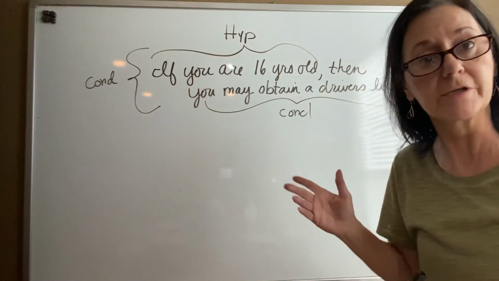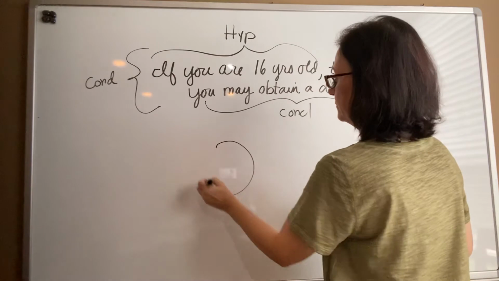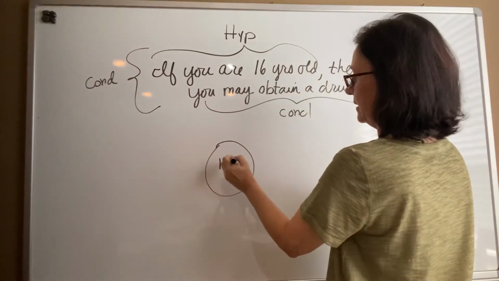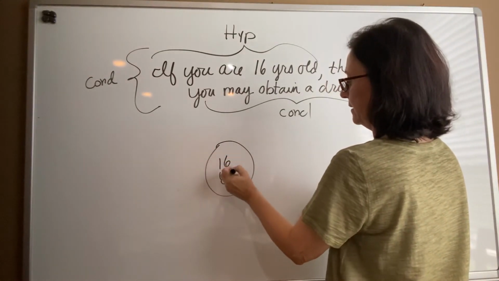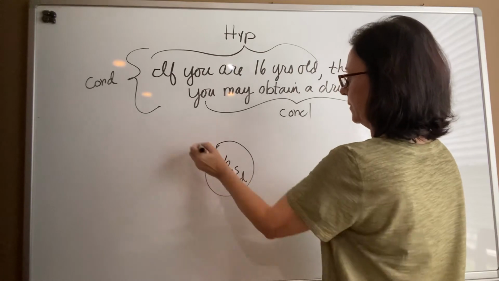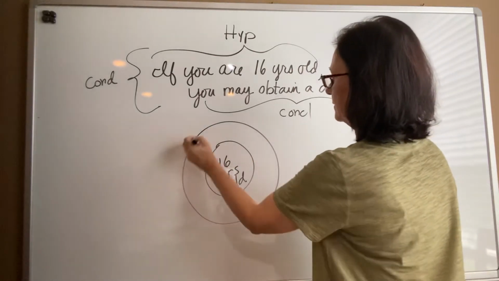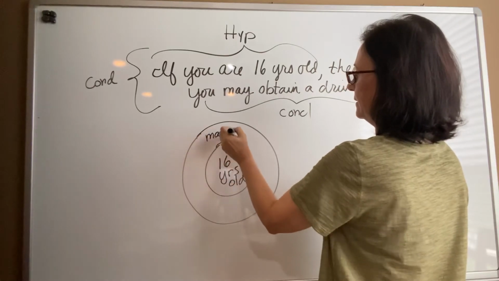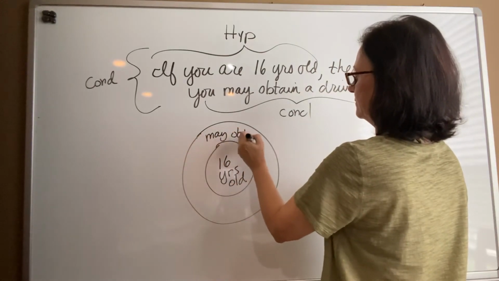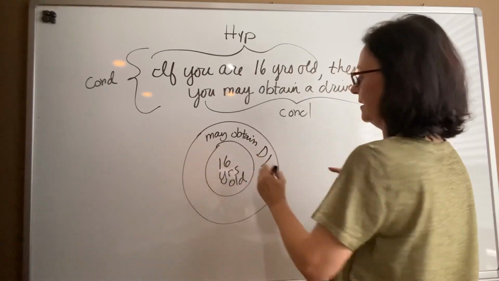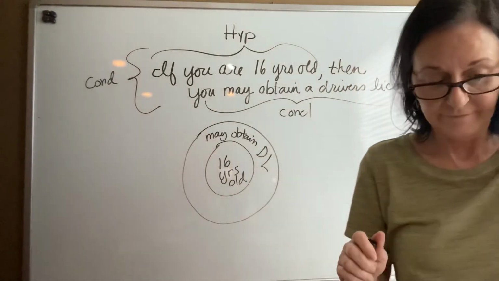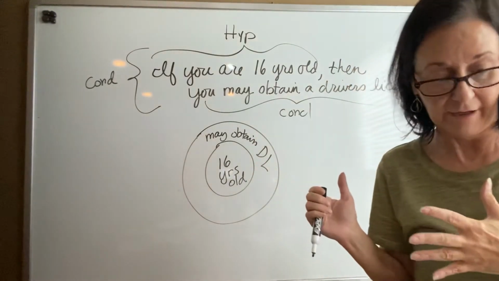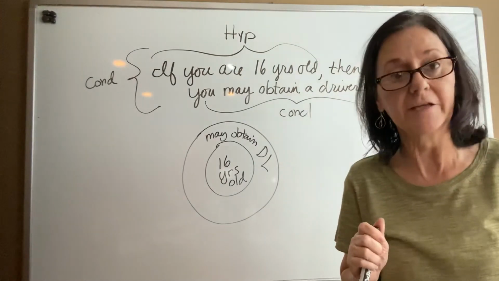If I were to represent this in a Euler diagram, 16 years old would be my A part. May obtain driver's license. That would be the Euler diagram. Look at the Euler diagram on the top of page 43.